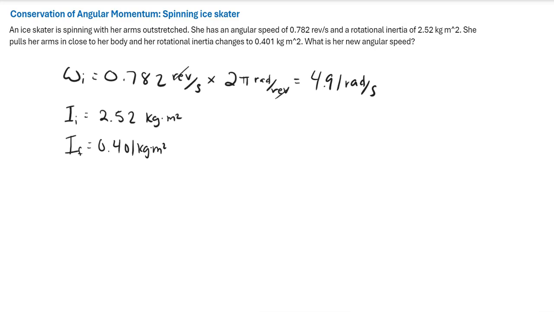So what we can do here is use conservation of angular momentum. So angular momentum is given by this capital L, and that is just the rotational inertia times omega. For both the initial and final situations, these are equal. So that means I initial times omega initial equals I final times omega final. So this is the initial angular momentum equal to the final angular momentum.